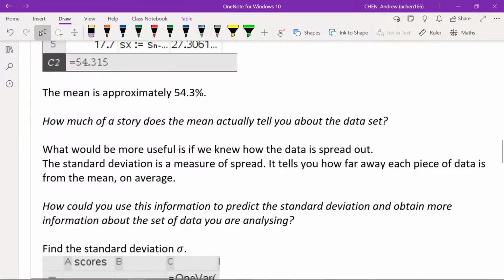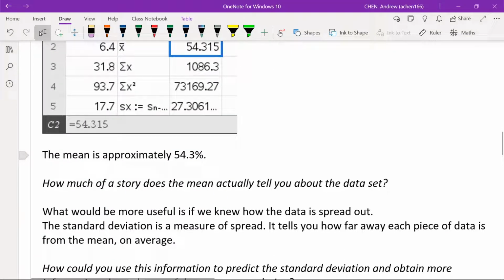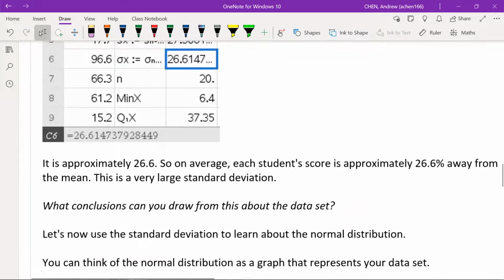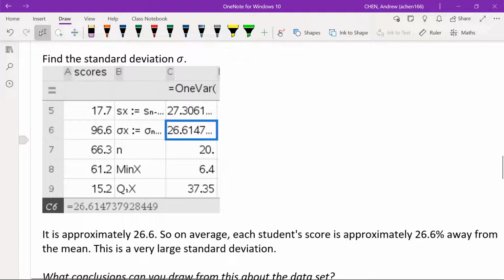So let's have a think about that. The mean is 54.3. So if each student's score is on average 26.6% away, well, that's actually quite large. That means you pick a random person, they could be anywhere. You can't really say that they're going to be around 54.3% because the standard deviation is so high.